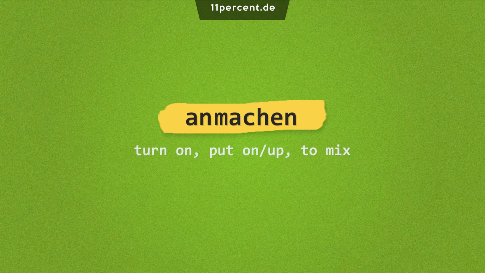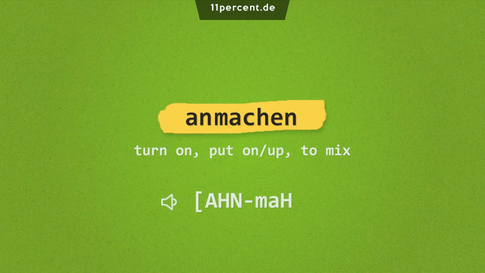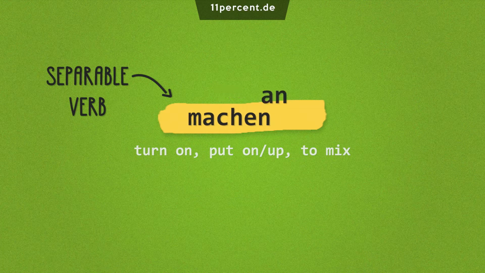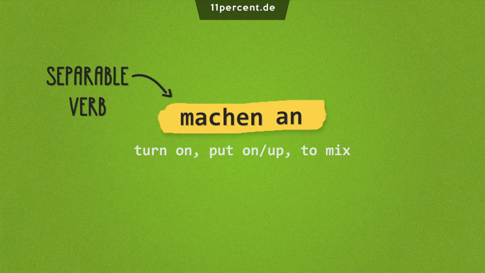Anmachen. Whether you want to turn on the light, the TV, the heat, or a candle, you'll need the German verb anmachen. To turn on, put on, or to mix. Anmachen. Anmachen is a separable verb and usually means to turn something on.